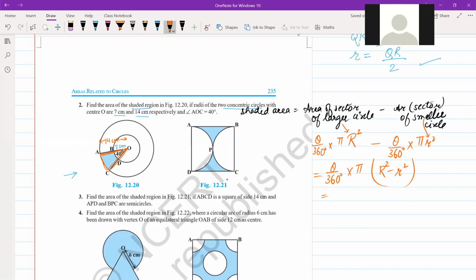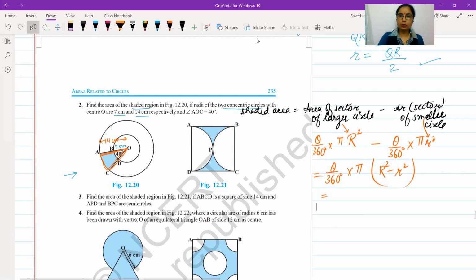Ma'am, can we use the identity R square minus smaller r square? Of course, that always simplifies your work. Break it down into factors, R plus r, R minus r, and solve. Simplification is up to you. It depends on the individual person how they want to work out their answer and how to do the cancelling.